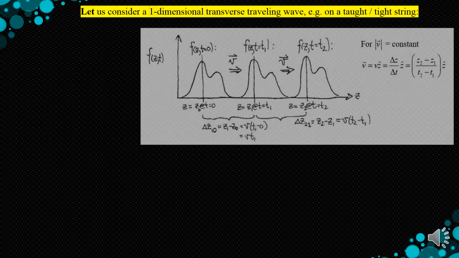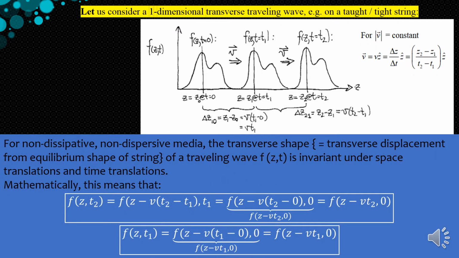Let us consider a one-dimensional transverse traveling wave. For non-dissipative, non-dispersive media, the transverse shape of a traveling wave f(z,t) is invariant under space translations and time translations. What does it mean? It is clear from the figure that the transverse shape of the wave does not depend upon the time. As time changes, the transverse shape does not change. It is invariant under space translations and time translations.